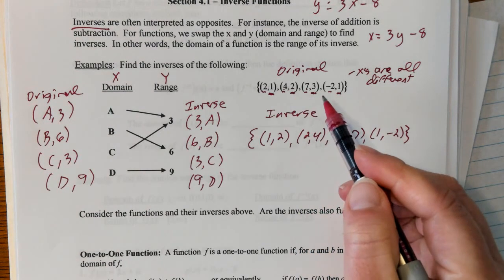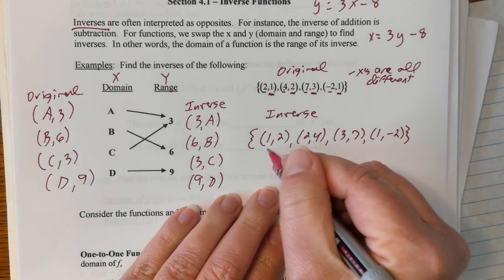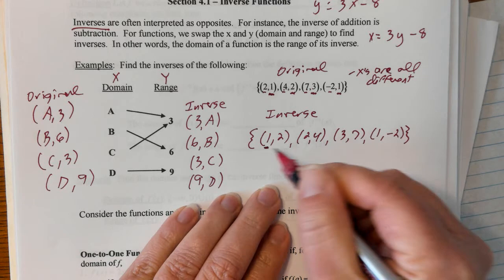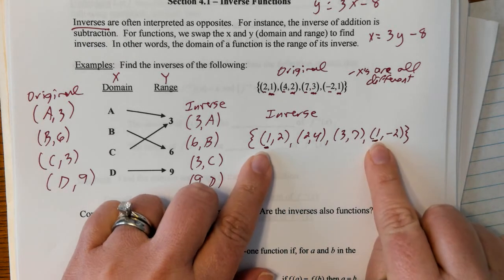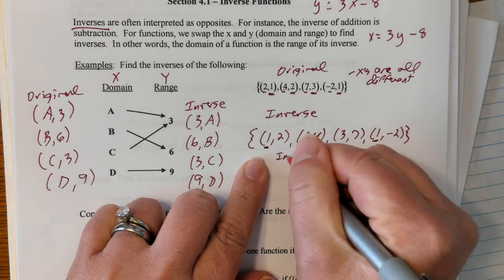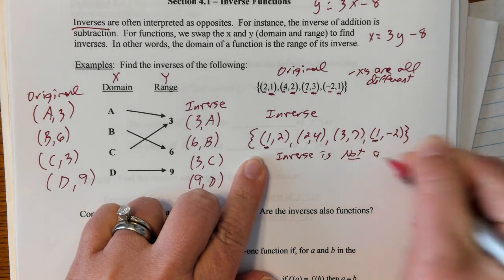But notice the inverse is not a function, because when I look at the x's on my inverse, 1, 2, 3, 1, the number 1 for x gets used twice. So the inverse is not a function.